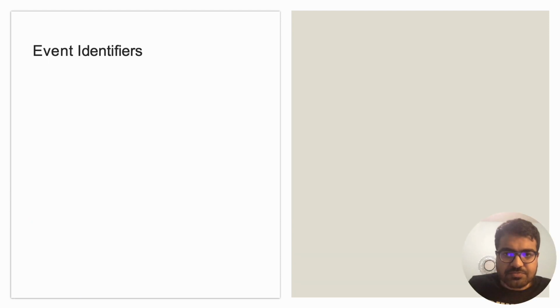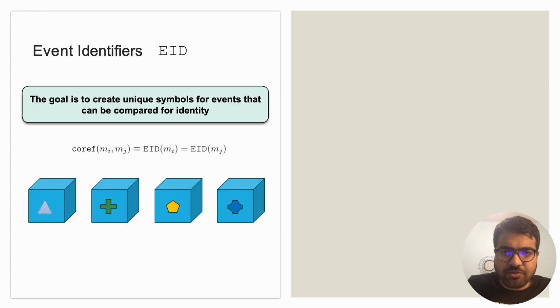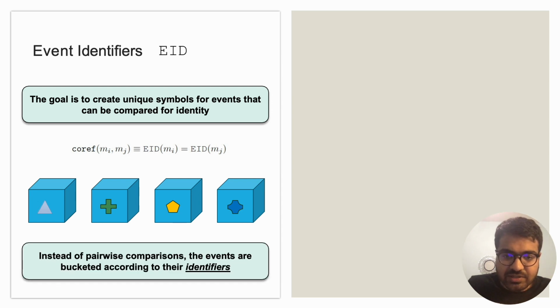Remember, the goal of this work is to create unique symbols for events that can be compared for identity. Formally, for any two events Mi and Mj, we say Mi is coreferent to Mj if and only if the event identifiers are the same. The benefit of approaching coreference in this symbolic way is that now, instead of comparing every mention pair for coreference, we can bucket the same event identifiers to their same event according to their identifiers.